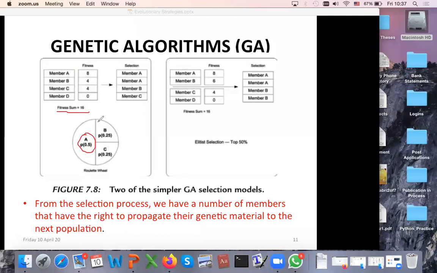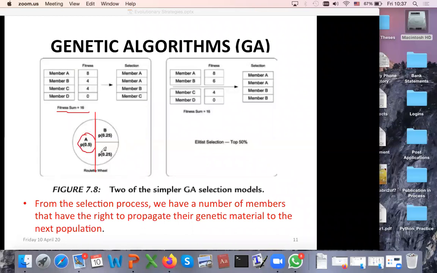You are giving half of the portion, 1/2 of this whole wheel, to member A according to its fitness value. And then you can divide 4 by 16, and you will get the value 0.25, or you can say 25%. So 25% of the wheel you can allot to B. And the same is the case with C.